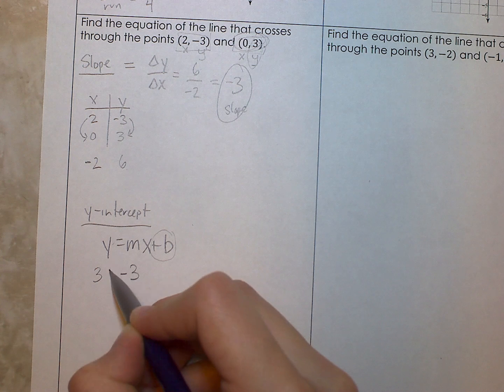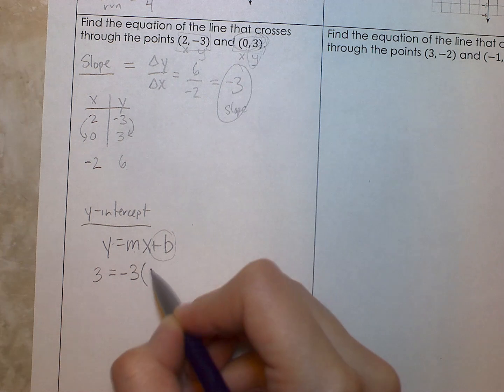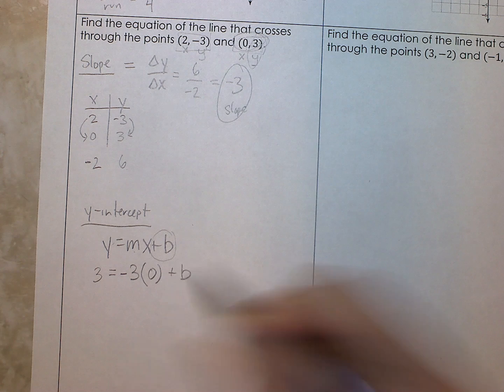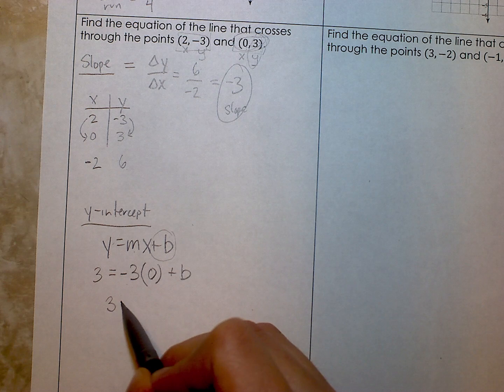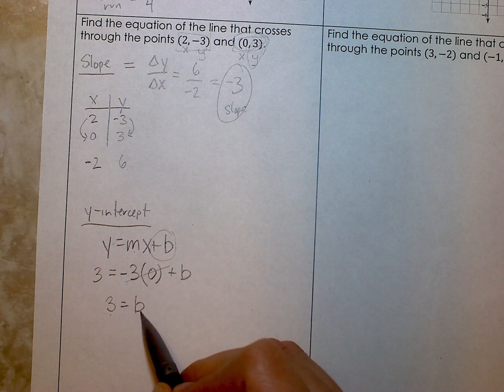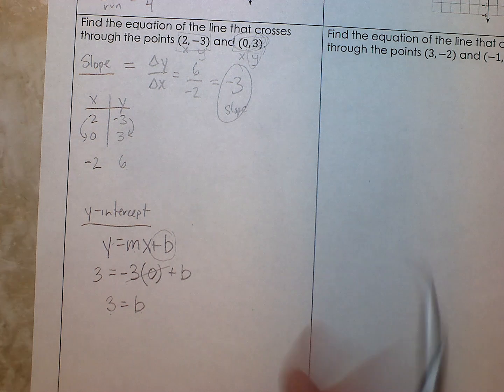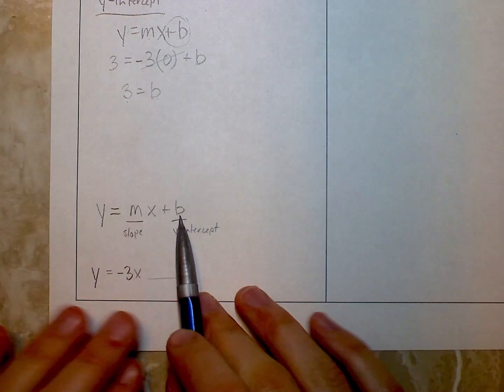So it's y equals m, which I already put, times x, which is 0, plus b. Now let me do the math. -3 times 0 is just 0. So this ends up being really easy to solve because that cancels, and this is 3 equals b. What does b represent? B always represents my y-intercept, right?